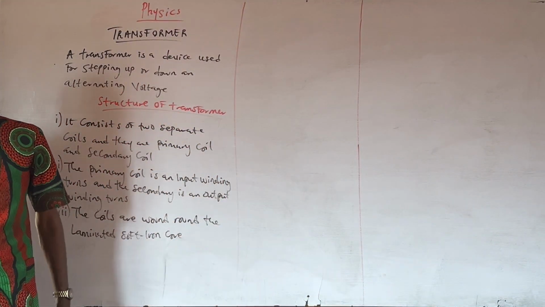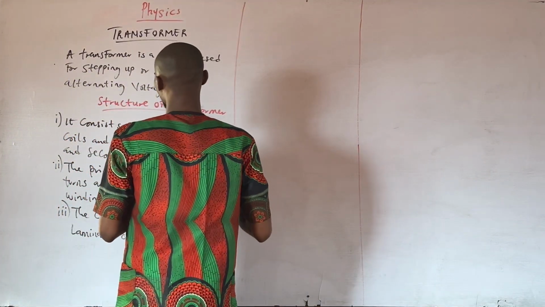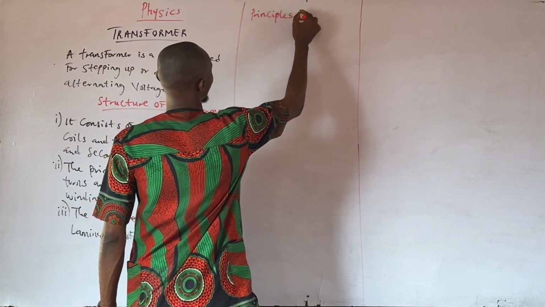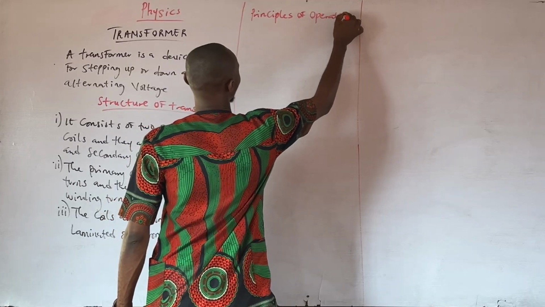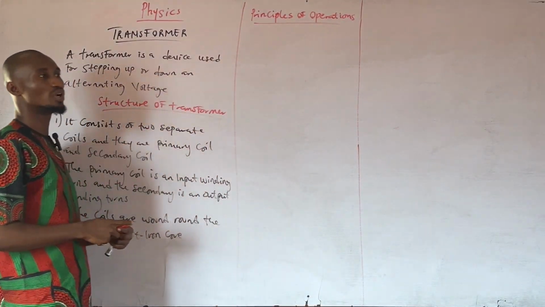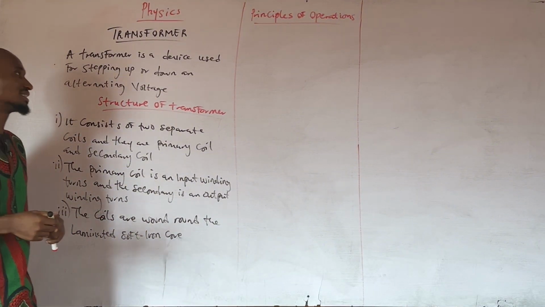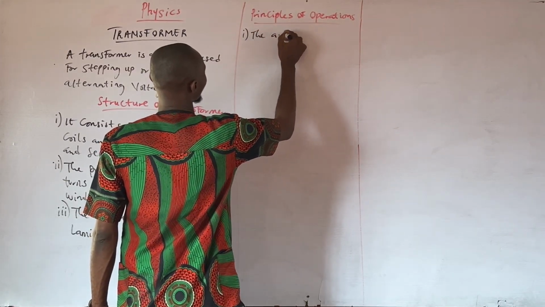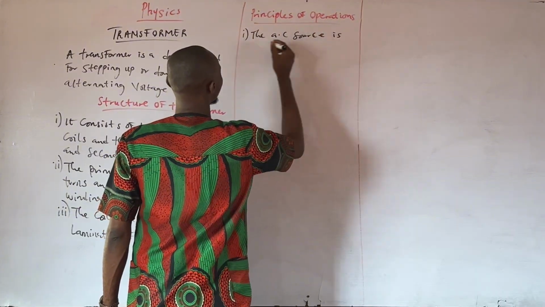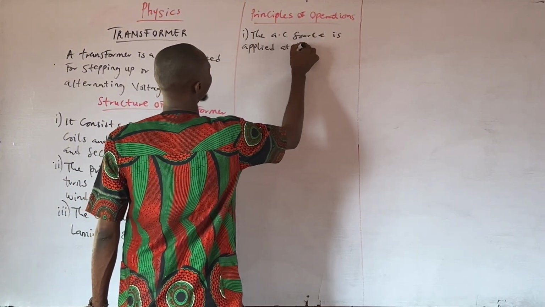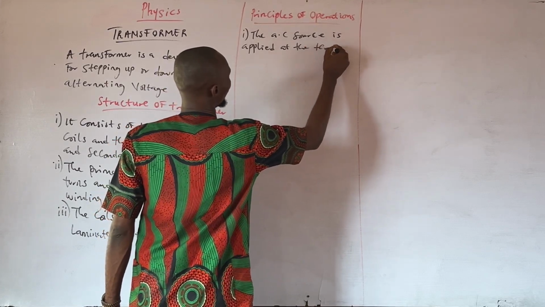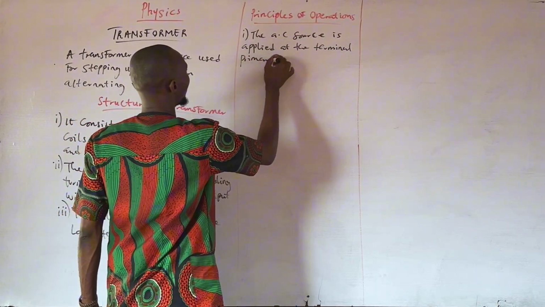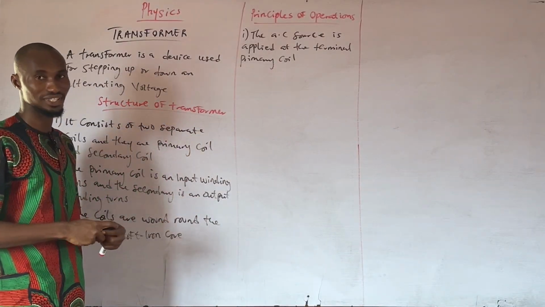Now, another thing we need to look into here is the principle of operation in a transformer. The general principle of operation in a transformer. One is that the AC source is applied at the terminal of the primary coil. Do you understand now?